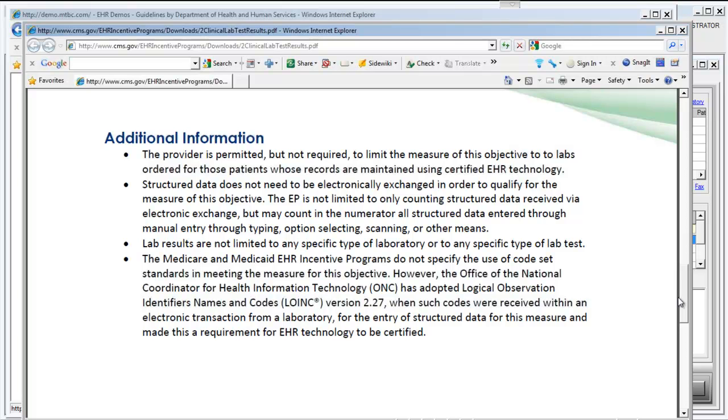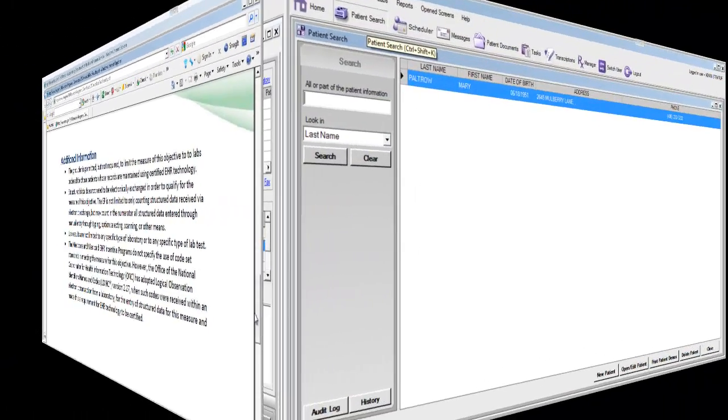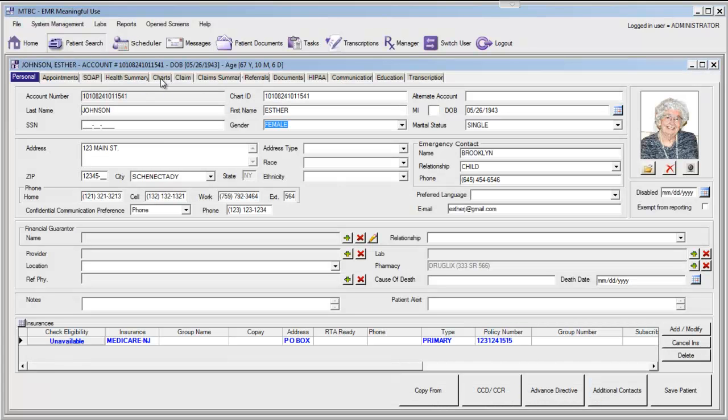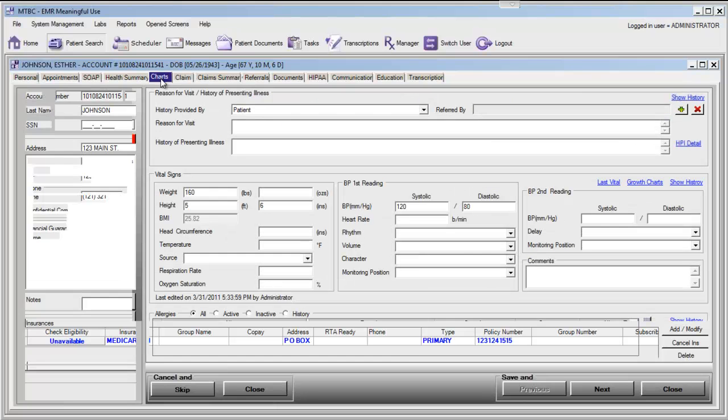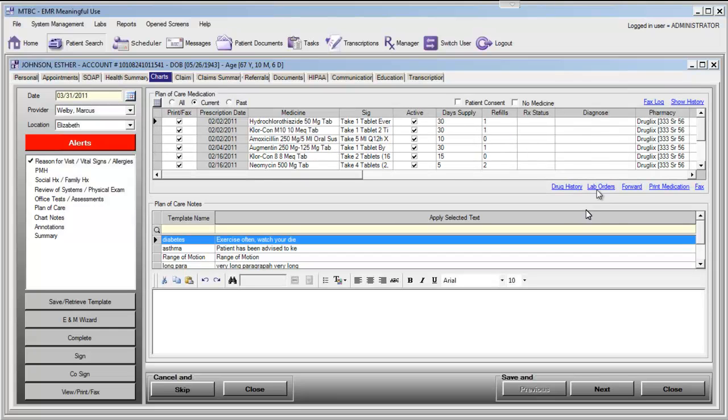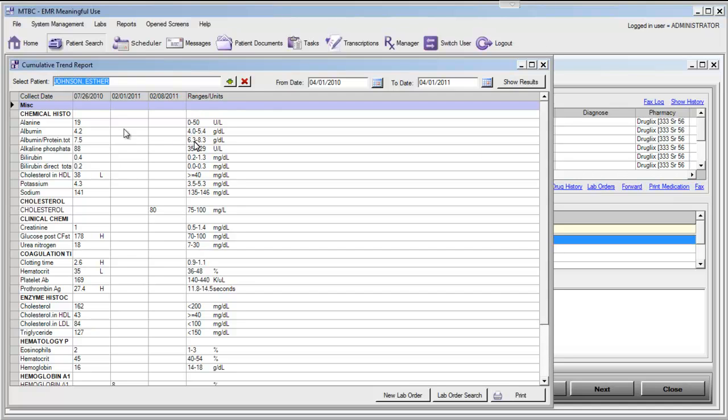Let's take a look at how this is achieved through the MTBC EMR. First thing, let's find our patient through the EMR. Here we have Esther Johnson's account. And let's go directly to her clinical section. Lab results are stored in the plan of care, and we can click on the option for lab orders. When we click into lab orders, we can see all of this patient's available results chronologically over time.